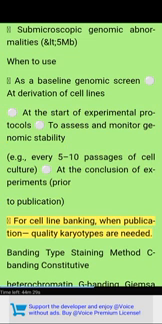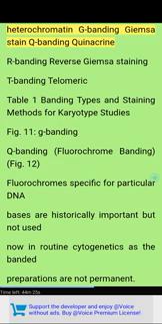For cell line banking, and when publication-quality karyotypes are needed. Banding type and staining method: C banding, constitutive heterochromatin; G banding, Giemsa stain; Q banding, quinacrine; R banding, reverse Giemsa staining; T banding, telomeric. Table 1: banding types and staining methods for karyotype studies.